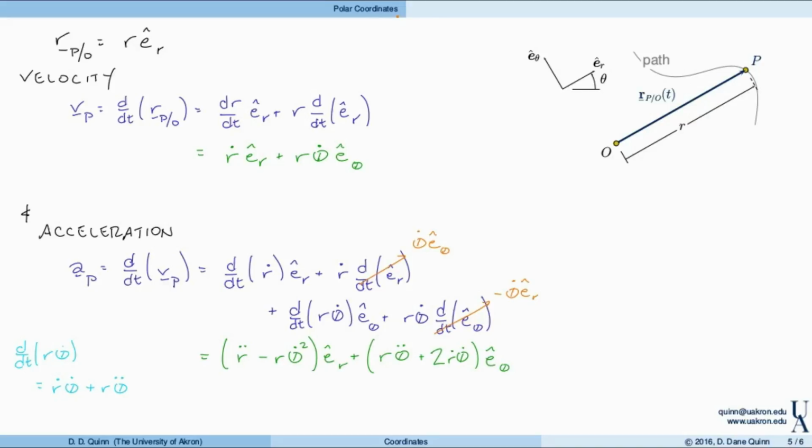So now we can identify these components as radial and transverse. Right? So the radial components are in the ER direction. So these are the radial components of velocity and acceleration, while the transverse components are in the e theta direction.